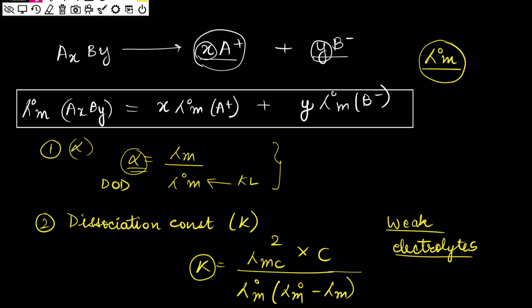Okay, now this topic of Kohlrausch law is over. Now we have to talk about another important effect, and that effect is known as the Grotthuss effect.